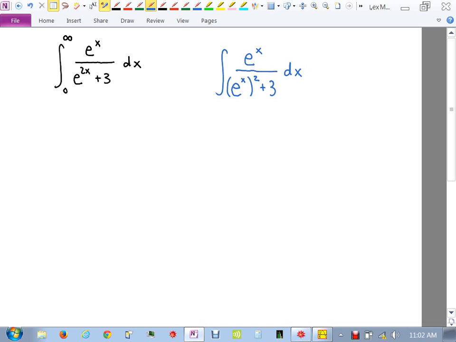Right? E to the 2x is the same as e to the x squared. So in doing that, you kind of already see, hopefully, that if you let u be e to the x, the derivative of e to the x is itself, dx. And you have e to the x dx in the numerator. And then your u is going to be this e to the x.